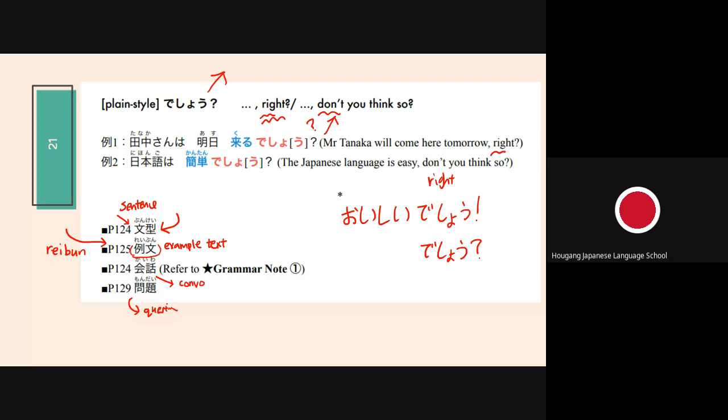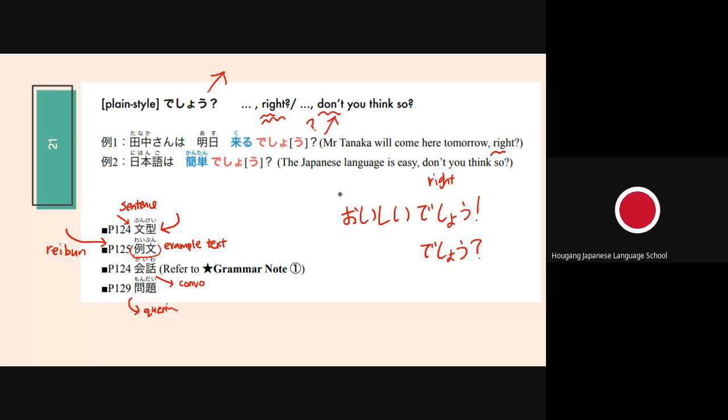きのうパーティーがありましたか? Were you at the party yesterday? Translation. You mean the answer? Okay, yesterday had party or not, right? Okay, very good. So again, everything just keep repeating. We just change the sentence on that. Yes, have, I think have, no, I think don't have.